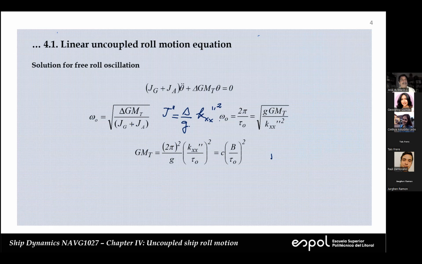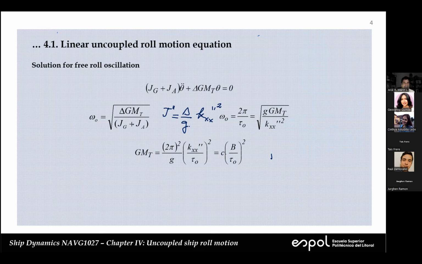You can measure the period with the chronometer. And using this expression, you can estimate the GMT. And in this case, for small ships, you can look up in the IMO regulations, and they give you values for F, for C.